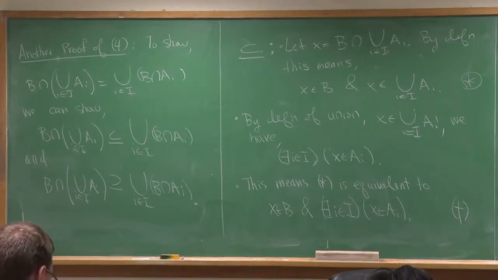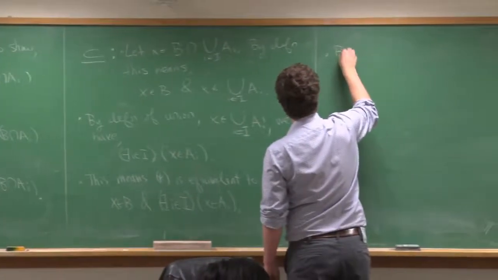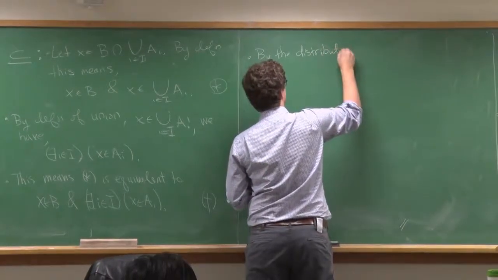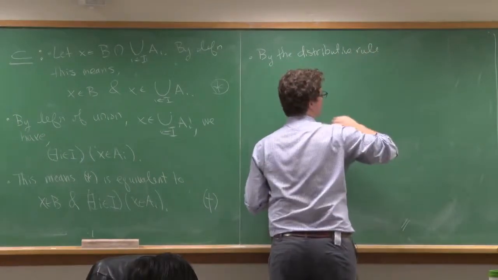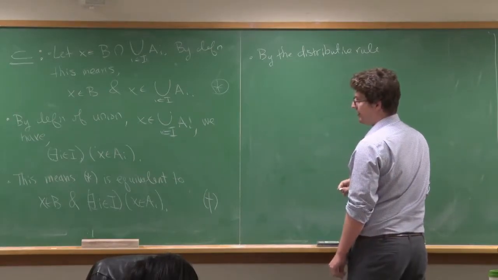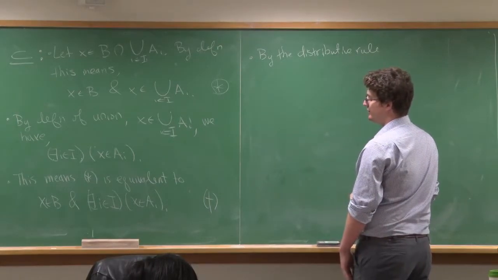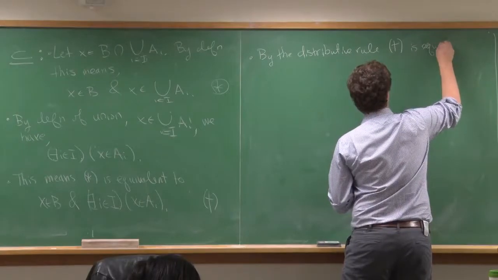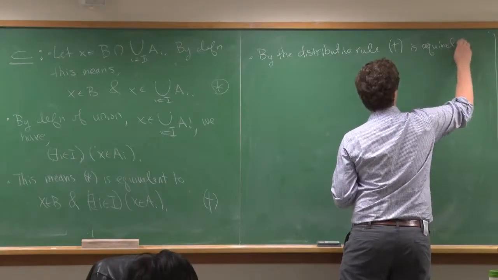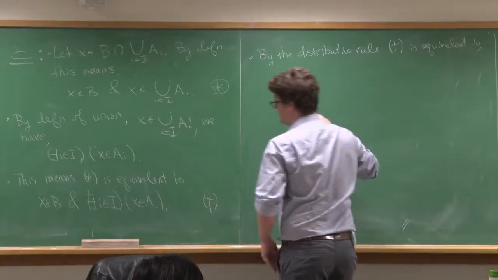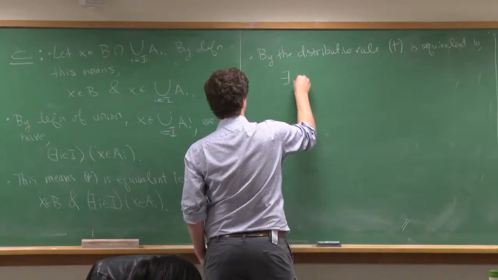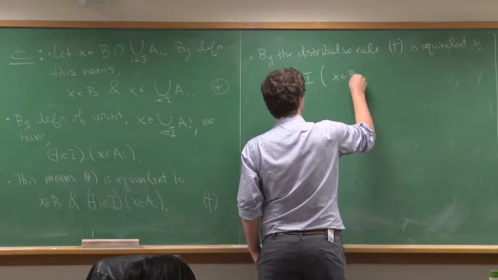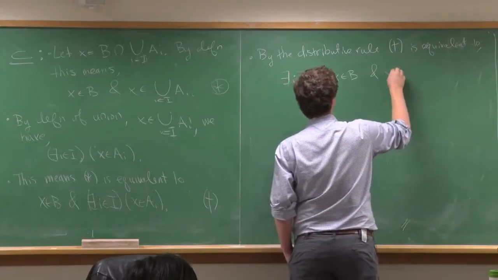It doesn't matter. By the distributive rule, so this is for ANDs and existential quantifiers, dagger is equivalent to the following: there exists some i in I such that x is an element of B and x is an element of A_i.